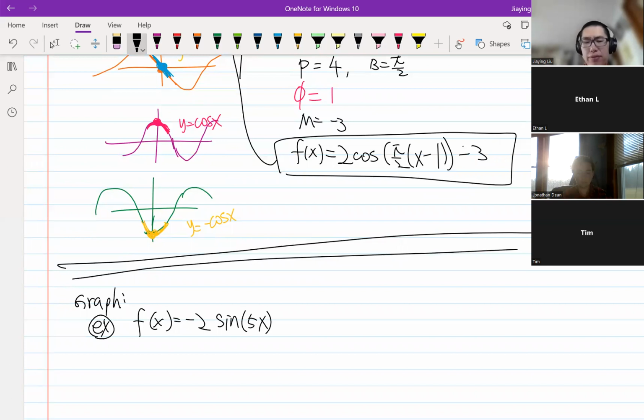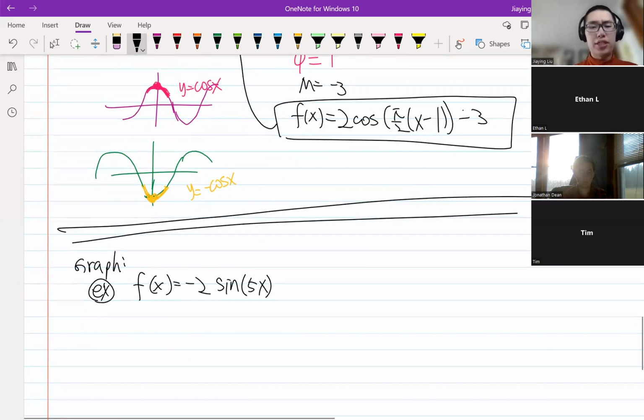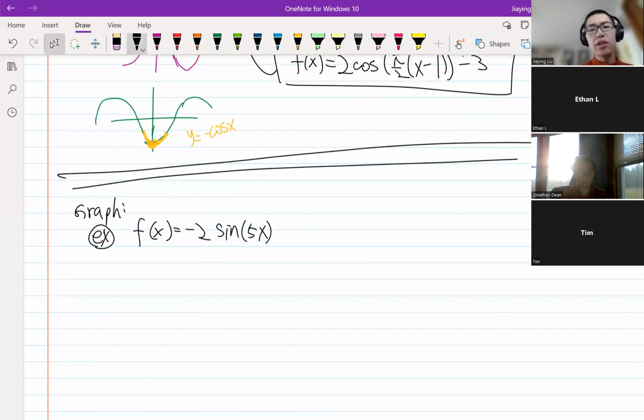I'm not going to use transformation because if we use transformation, it's just going to be a horizontal compression, a vertical stretch, and a reflection. It's just too many points and too messy to keep track of what's happening. So what I'm going to do is use this new process. From this, I'm going to identify the amplitude, period, phase shift, I'm just going to use phi, and the midline.